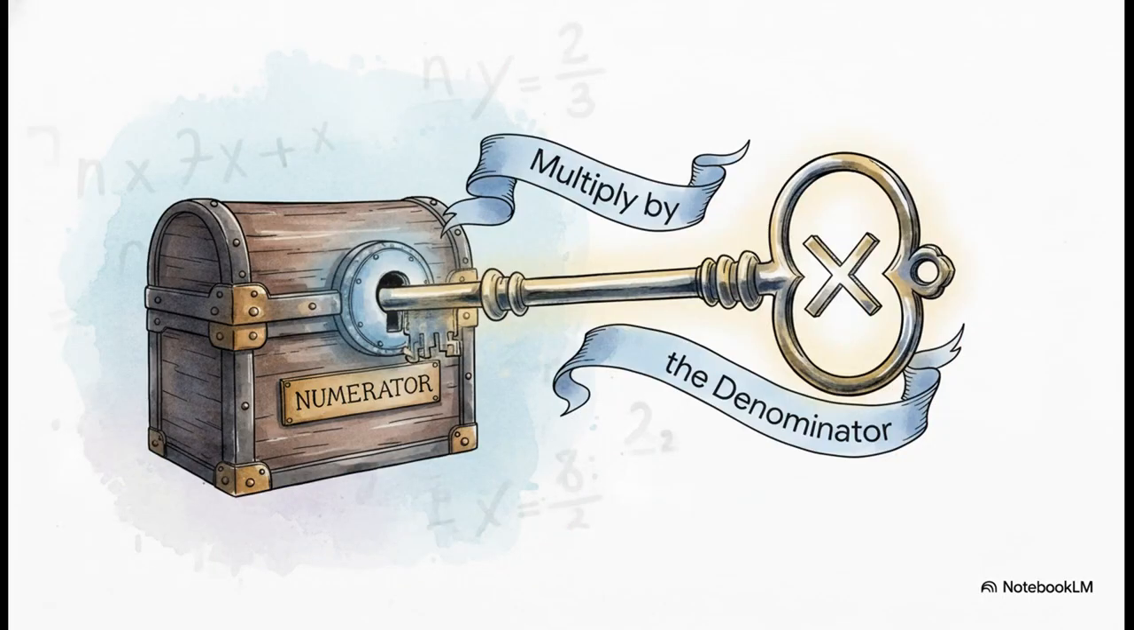And that brings us to the golden rule. To unlock that numerator and finally get to the variable, you always, and I mean always, have to multiply both sides of the equation by the denominator first. That's it. That's the master key for every single one of these problems.